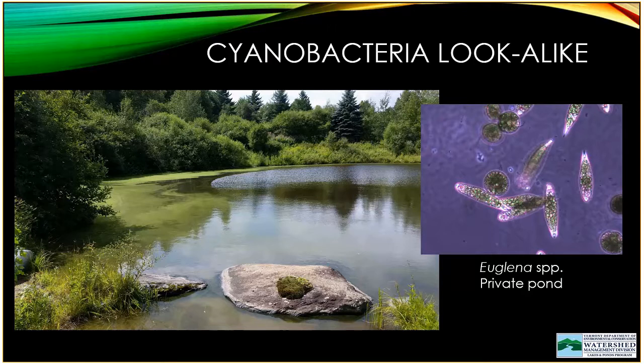It was instead a bloom of euglena, which is a common phytoplankton, a common algae in lakes and ponds around Vermont. So again, we may ask you to send additional samples to help us confirm that what you're seeing is indeed a cyanobacteria.